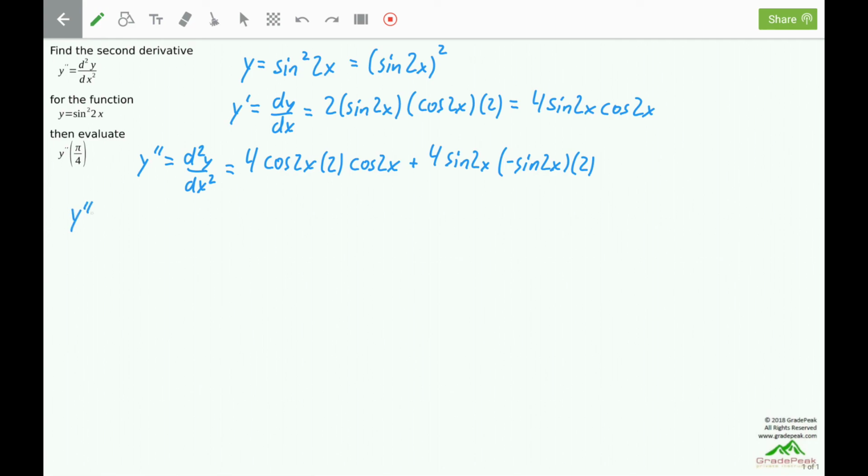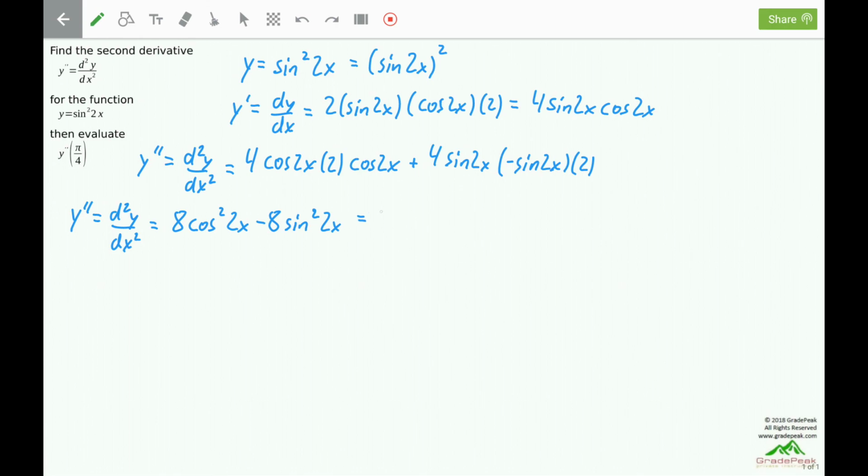So our y double prime, or d squared y dx squared, will be, the first term we have a 4 and a 2 multiplying each other, so that will give us an 8. We have a cosine times a cosine, so cosine squared of 2x. For the next term we have a 4, a negative 1, and a 2 all multiplying each other. 2 times 4 is 8, and then times that negative will give us a negative 8. And then sine squared, sine times sine of 2x. So there is our second derivative.